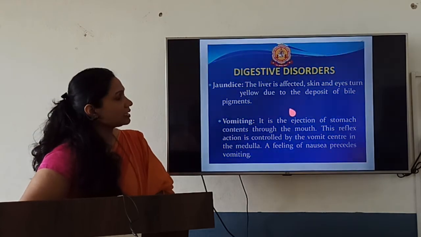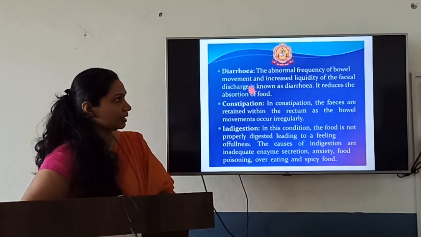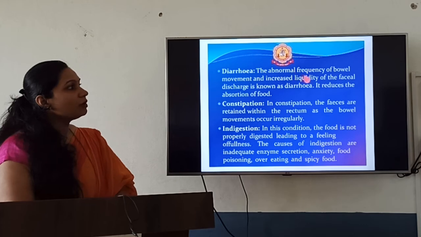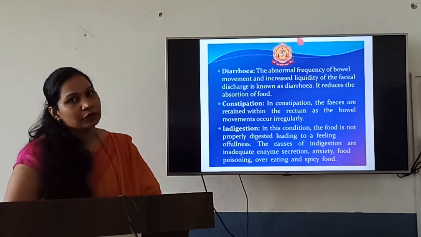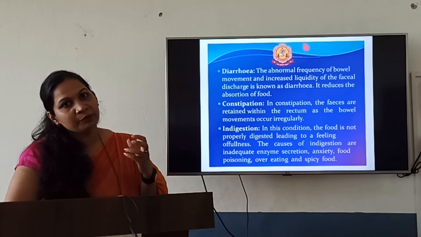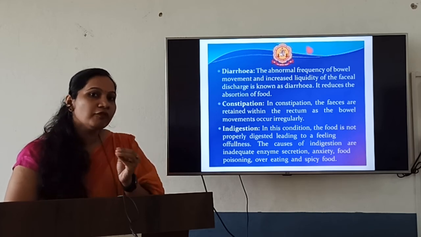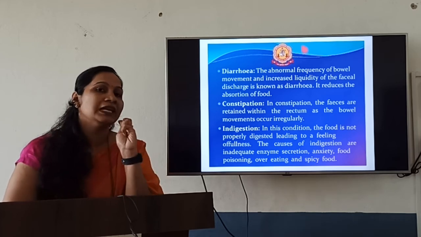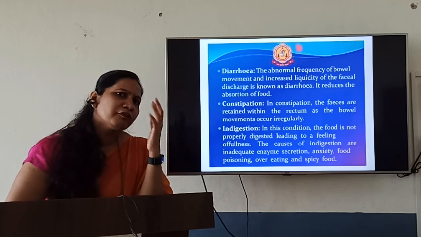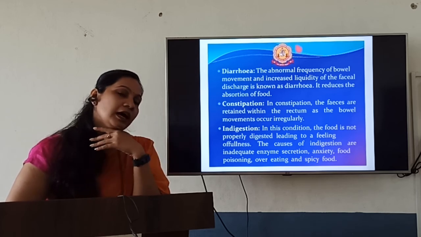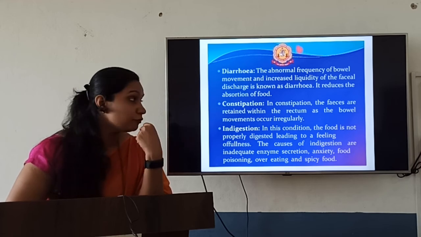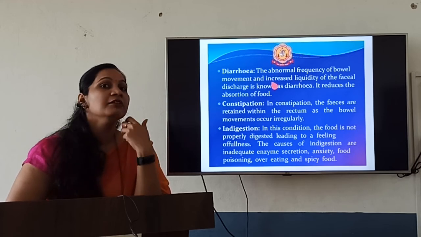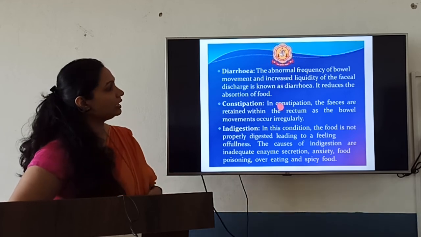Okay. So next is diarrhea. Here there is abnormal frequency of bowel movement. Bowel refers to the rectum here. Abnormal frequency of bowel movement leads to liquidity of stool. The stool becomes more liquid, where absorption of food is reduced. As the food is digested, it will be eliminated. Absorption of food is reduced, so the fecal matter becomes more liquid.